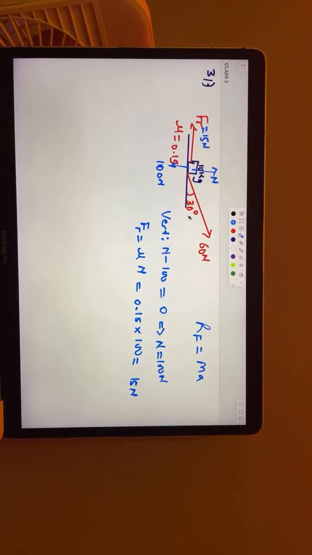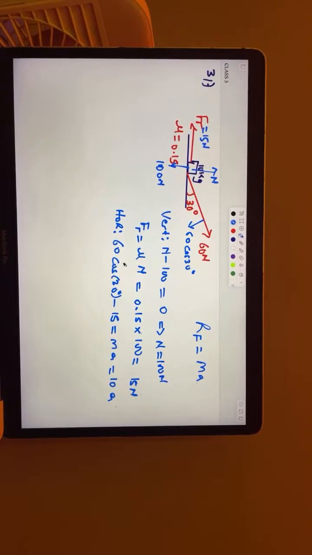And we need to resolve this force to the horizontal. Since the angle is made with the horizontal, then when we resolve this to the horizontal, we'll have 60 cosine 30 degrees. Hence, for the horizontal now, the resultant force will be 60 cosine 30 degrees minus 15. That will be equal to MA, where M is the mass of the object, which is 10, times acceleration.